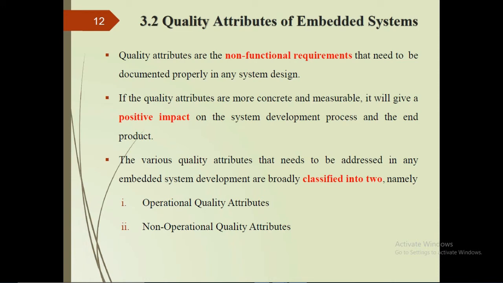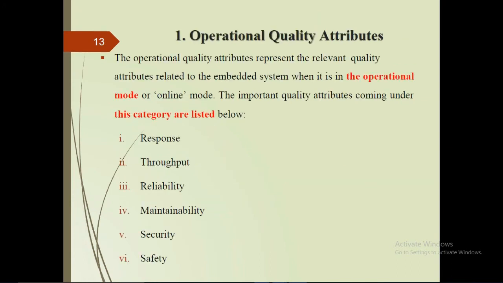As I had already told you, the quality attributes are divided into operational and non-operational quality attributes. The operational quality attributes represent the relevant quality attributes related to the embedded system when it is in the operational mode or online mode. The important quality attributes coming under this category are listed below. The first one is response, throughput, reliability, maintainability, security, and safety.